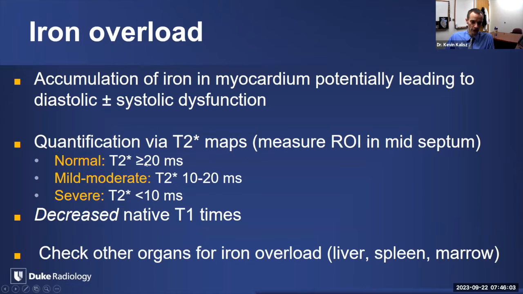Normal is T2 star above 20 milliseconds. Some of these ranges are debatable, but mild to moderate iron overload tends to be a T2 star between 10 and 20, and particularly less than 10, you're in the severe range. I didn't show any T1 maps, but if you are doing T1 maps, this is one of the few pathologies that will actually decrease your T1 times. And just to be full service, check for other organ involvement, which typically manifests earlier than cardiac involvement: liver, spleen, marrow, among other organs. So just be aware of that.